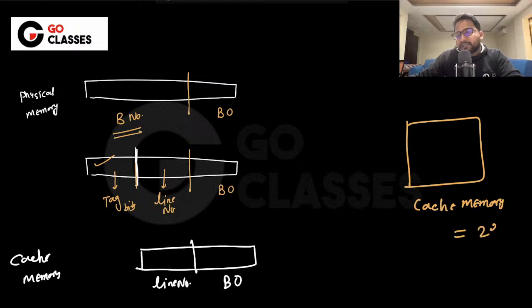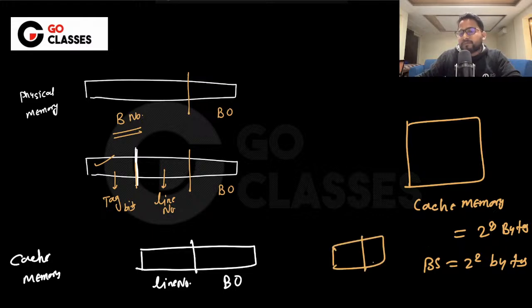2 power 8 bytes, right? And the block size is, let's suppose, 2 power 2 bytes. Then how many lines will be there? So 2 power 2 bytes means this is 2, this is 8. So the line number will contain 6 bits. So the number of lines will be 2 power 6. Okay. So from here you can say the number of lines is 2 power 6.